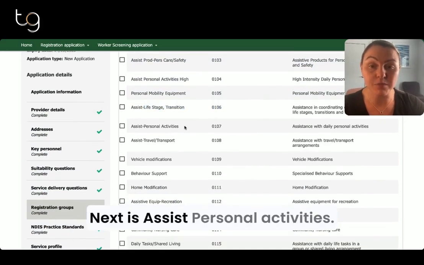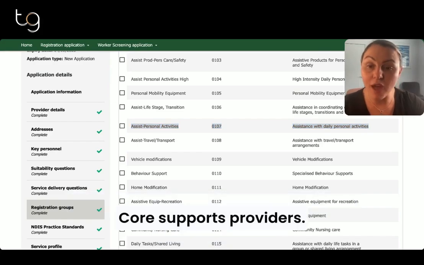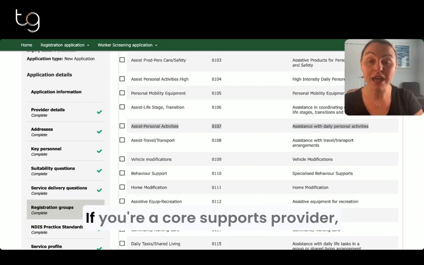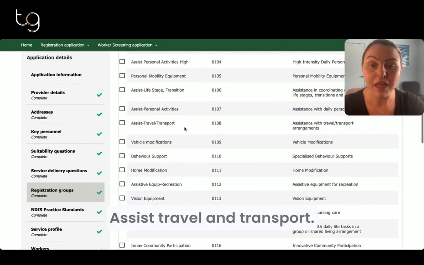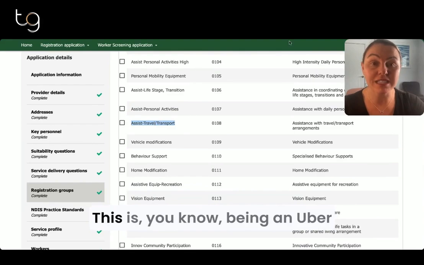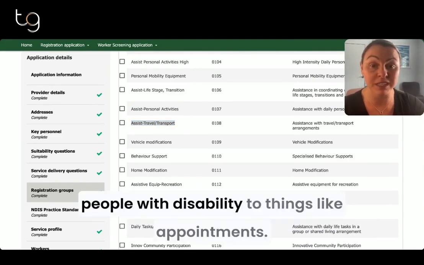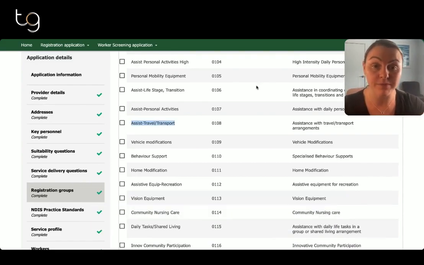Next is assist personal activities. This is the main registration group for personal care, core supports providers. This is things like showering and grooming, etc. in the home. If you're a core supports provider, this is the group for you. Assist travel and transport. This is being an Uber driver or a taxi driver and taking people with disability to things like appointments. It is the travel function of it only.